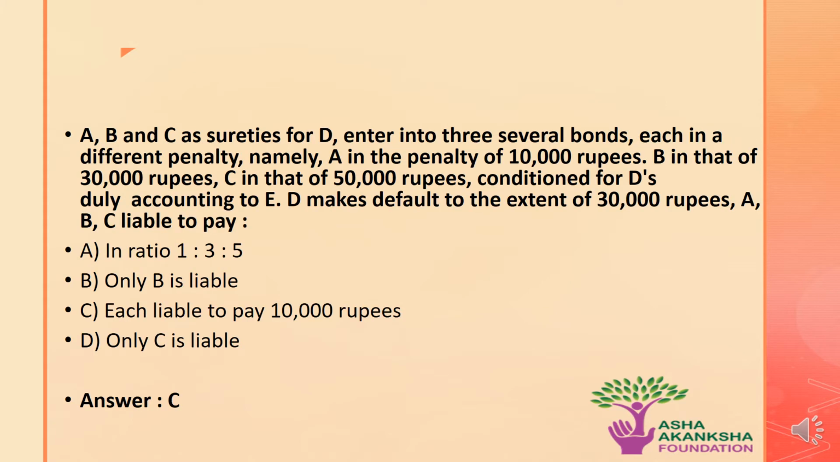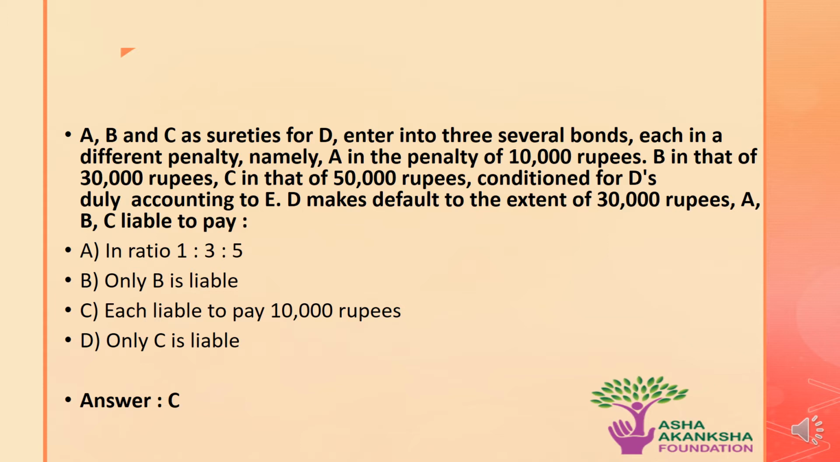The next question is: A, B, and C are sureties for D. They all enter into three several bonds, each in a different penalty, namely A in the penalty of 10,000 rupees, B in that of 30,000 rupees, C in that of 50,000 rupees, conditioned for D's duly accounting to E. D makes a default to the extent of 30,000 rupees. A, B, C are liable to pay in what ratio?